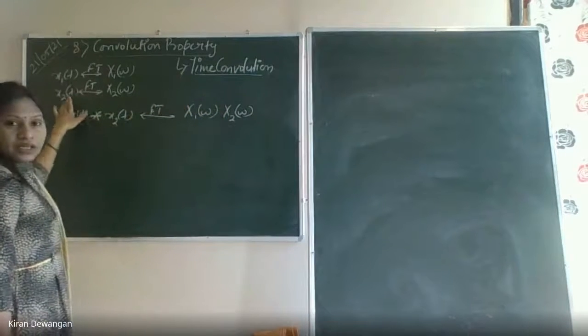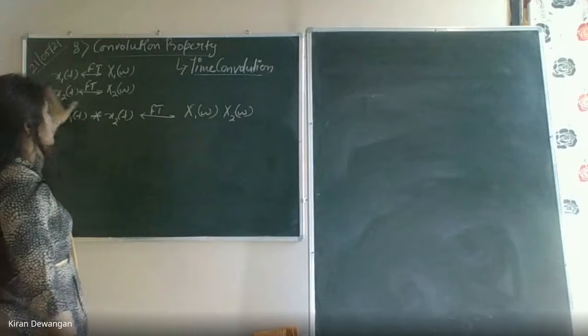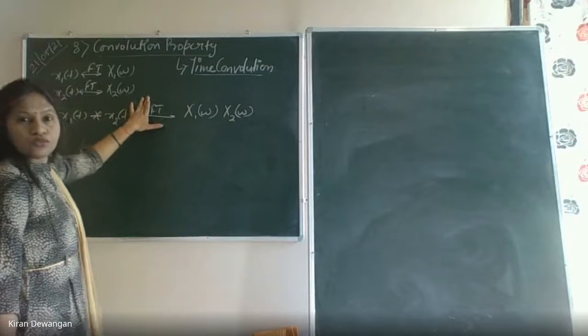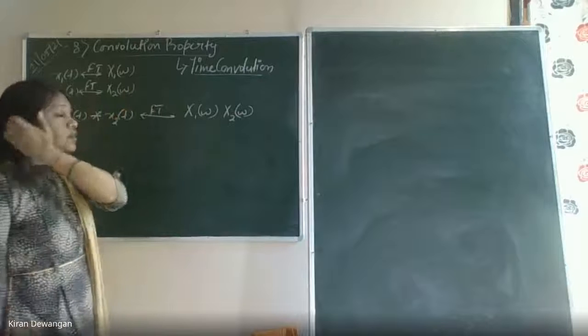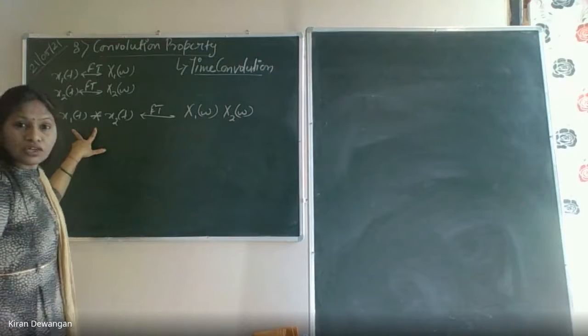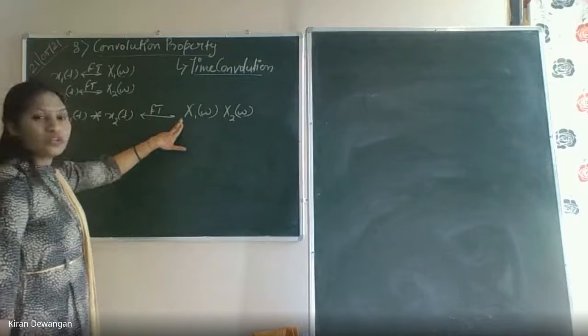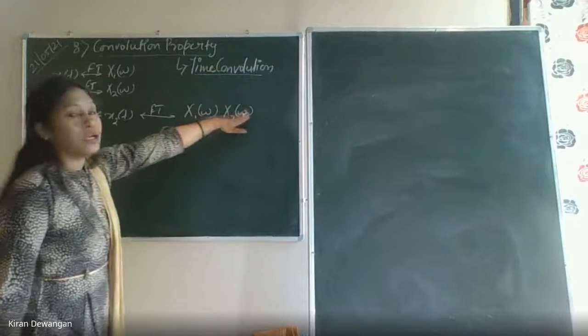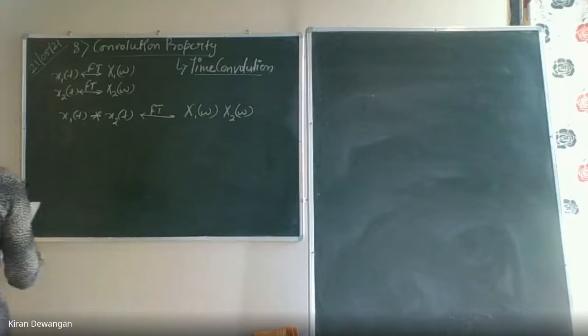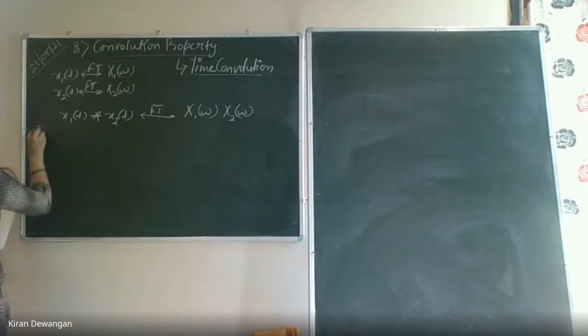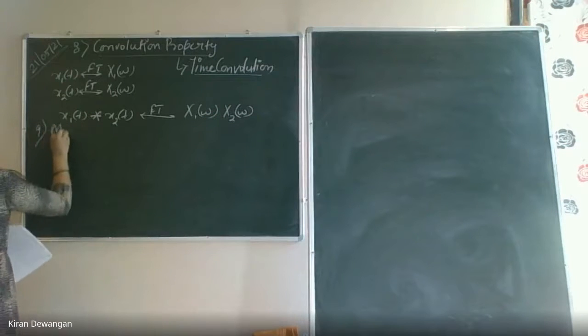If I am taking x1(t) and x2(t) as different functions, and X1(omega) and X2(omega) are their respective Fourier transforms, then if I am taking the convolution in the time domain, that is x1(t) convolution x2(t), it will have the Fourier transform X1(omega) into X2(omega). That is the convolution property. Next one is the multiplication property.